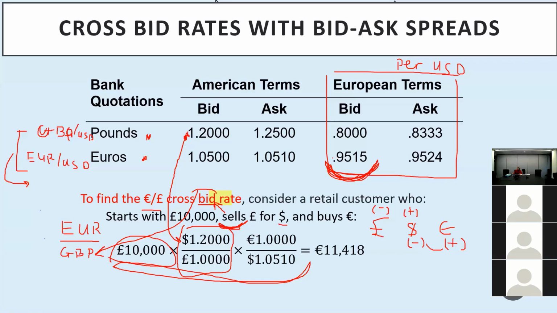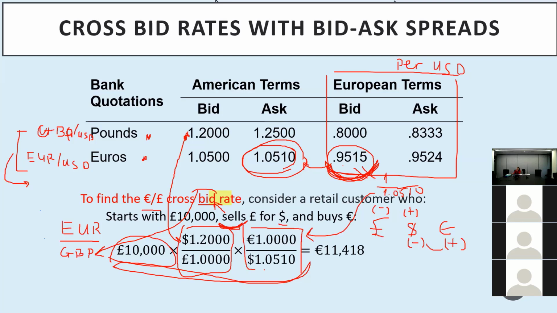So if we are selling at the bid rate, remember that the bid rate for the USD is the reciprocal of the ask rate for the euro, right? So this ratio is the reciprocal of this ratio over here, okay? So this is equal to 1 divided by 1.0510. So this explains the second bit in our calculation here, right?